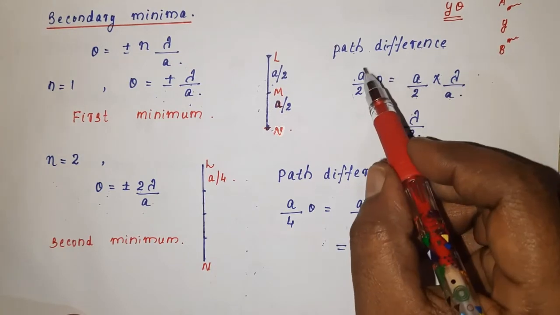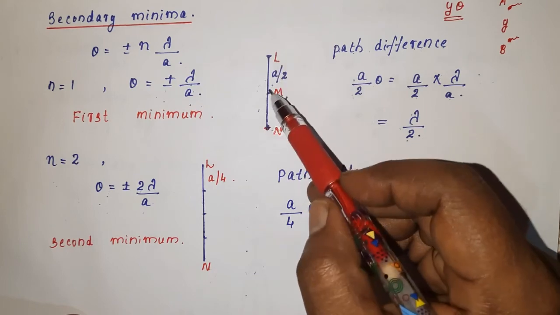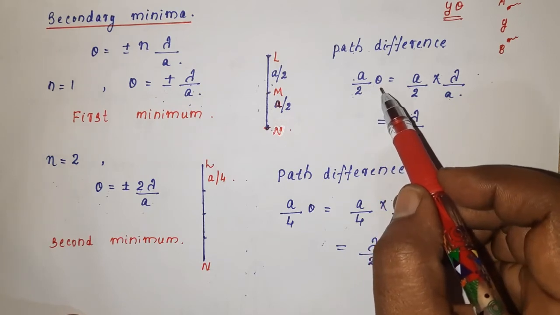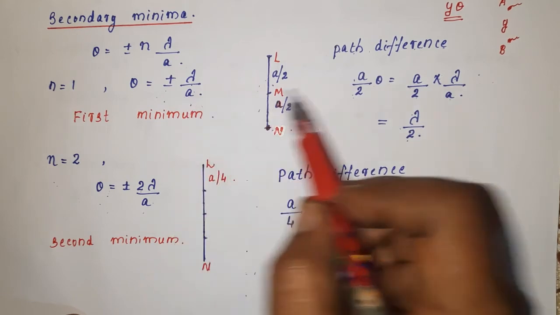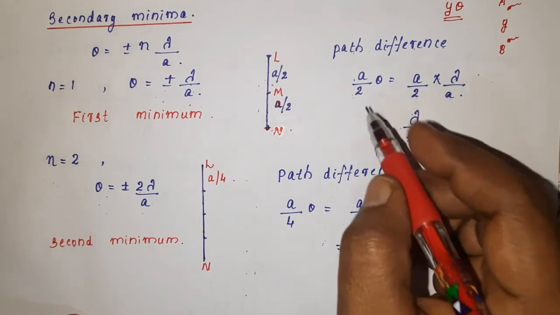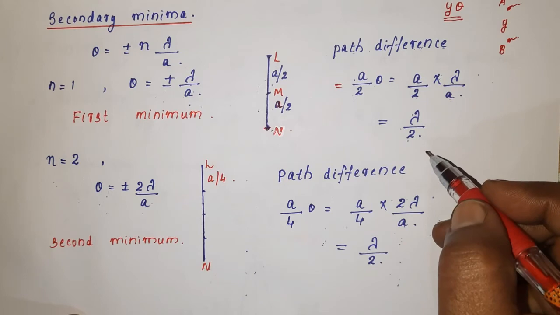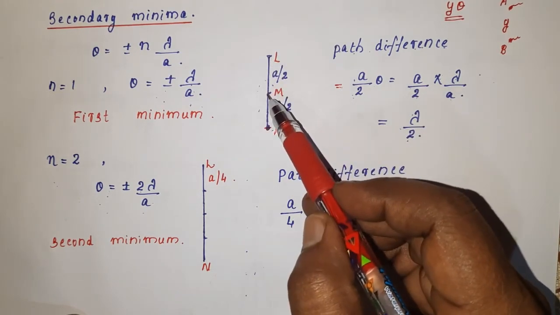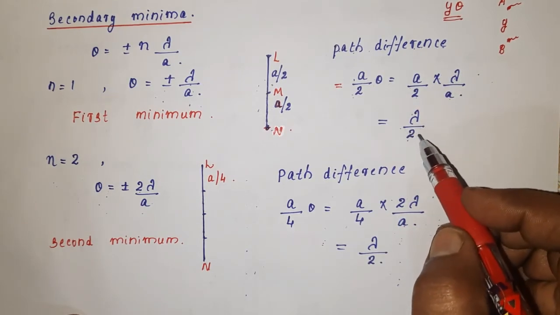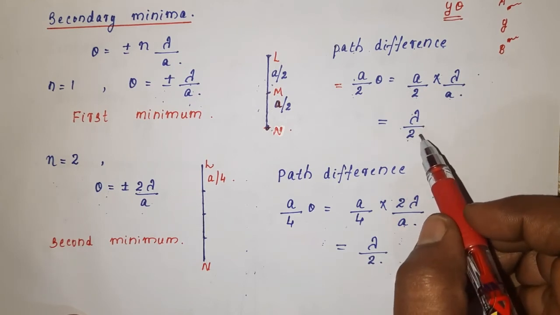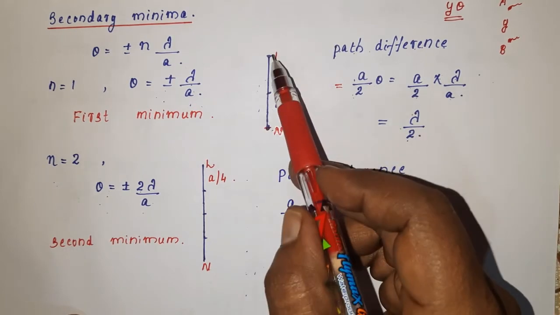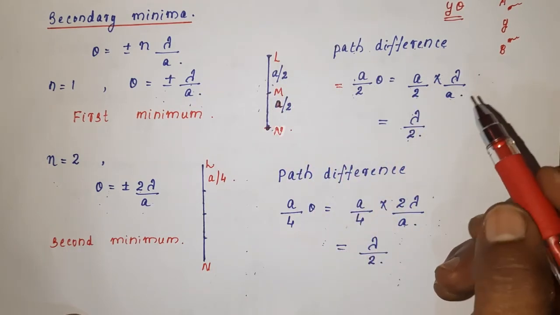So using that logic, here the path length difference between the waves from L and M when they reach the point P is given by a by 2 theta. Here theta we already obtained, theta is lambda by a. So we have a by 2 into lambda by a, that is equal to lambda by 2. That means the path difference between the waves from L and M when they reach the point P is lambda by 2. We know if the path difference between two waves reaching a point is lambda by 2, the two waves will undergo destructive interference. So the two waves from L and M will undergo destructive interference.